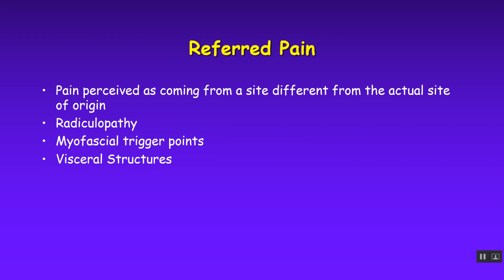Then we have referred pain, which is pain perceived coming from one site that's different from the actual site of origin. A radiculopathy is a form of referred pain. Like your patient comes in complaining of pain in their arm, but it's coming from their neck. That's a form of referred pain. Myofascial trigger points: some people, if you poke on their fascia, have pain in a different location. And then there's referred pain from visceral structures, which you'll probably talk about in medical diagnostics.